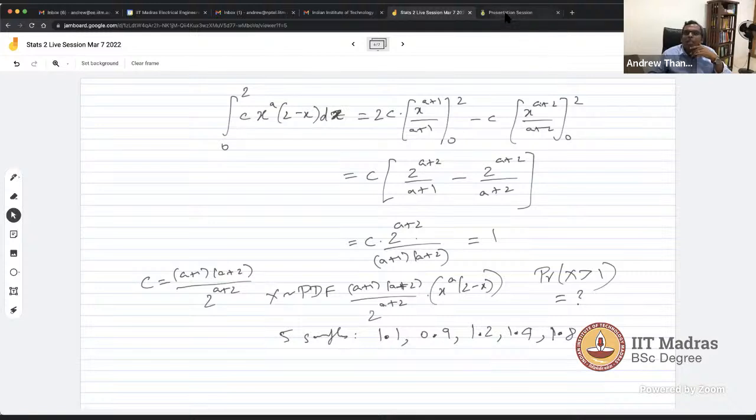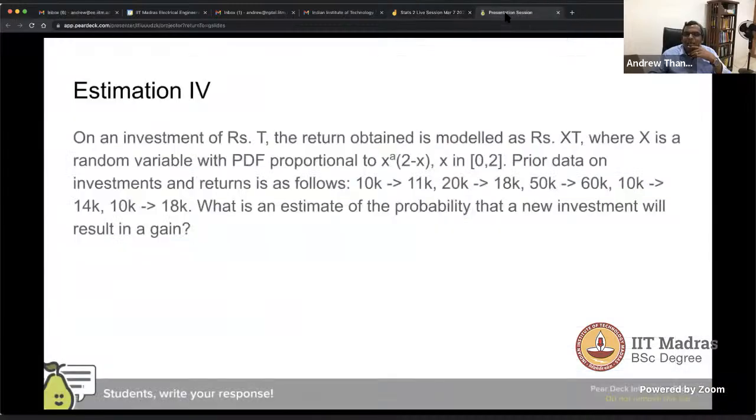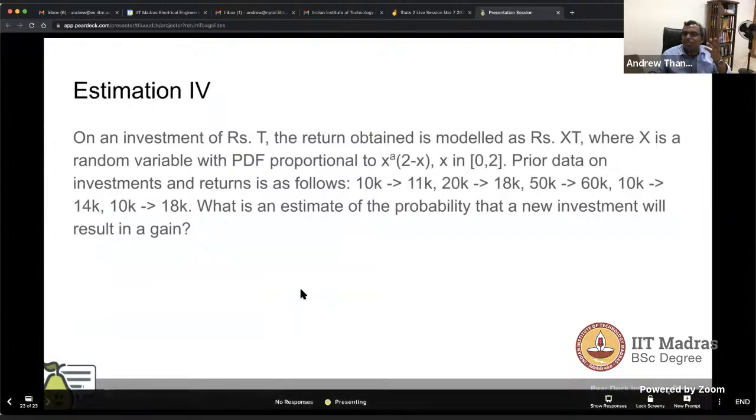Okay, so I'm going to stop here. Any comments or questions from anybody? People are happy. This is the last question. Nobody has responded. Of course, it's a slightly more complicated question.